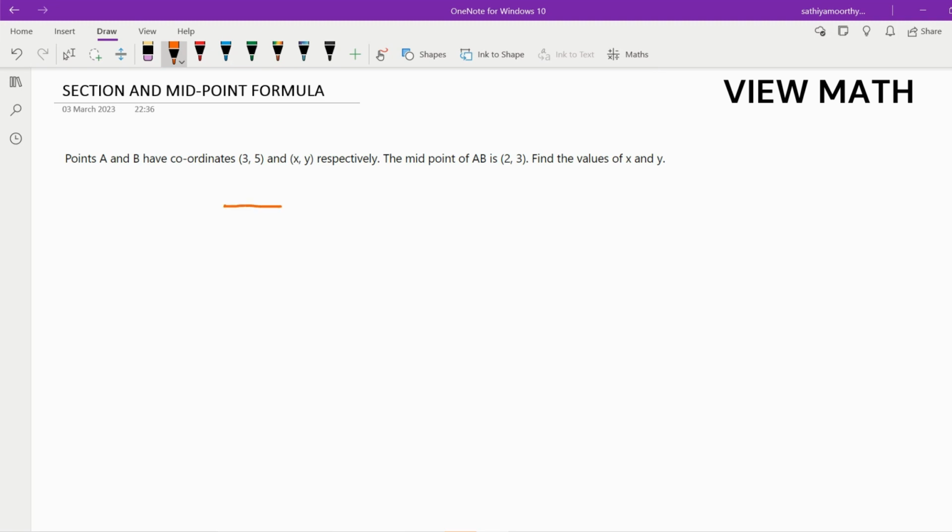Now there is a line AB. This is a point A. The coordinate of A is 3, 5 they have given. And this is a point B. And the coordinate of the point B is x, y they have given. And the midpoint of AB is 2, 3 also they have given. So this is the midpoint P, and the coordinate of the midpoint is 2, 3. They are asking us to find out the value of x and y.